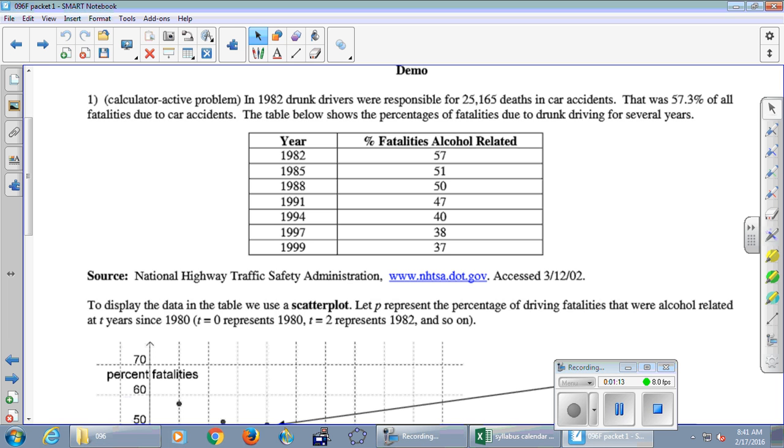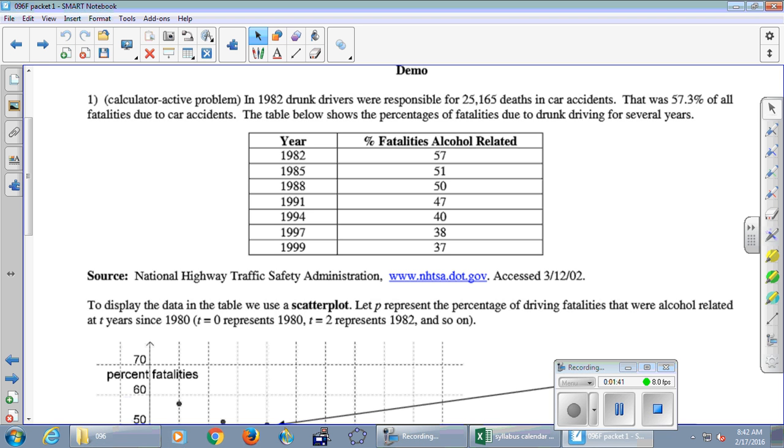In 1982, drunk drivers were responsible for 25,165 deaths in car accidents. That was 57.3% of all fatalities due to car accidents. You understand that 57%? There are lots of folks that died in car accidents in that year. Of all the folks that died, 57% of those deaths were as a result of drunk driving. The other 43% had other causes, and alcohol was not involved.